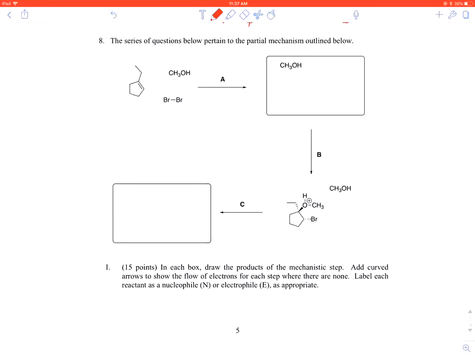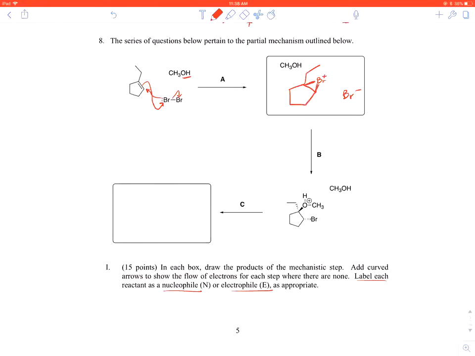All right, partial mechanism outlined below. Okay, what do I need to do here? In each box, draw the products of the mechanistic step, add curved arrows to show the flow of electrons, and label each reactant as a nucleophile or electrophile as appropriate. All right, so we have an alkene reacting with Br2 and methanol. Well, we know that the methanol is not a very strong acid, and we've seen alkenes react with bromine before, so we'll draw the expected product here, bromonium ion intermediate, and we make Br minus here.